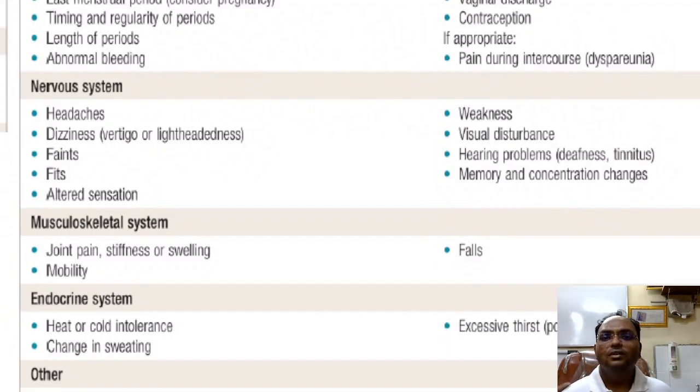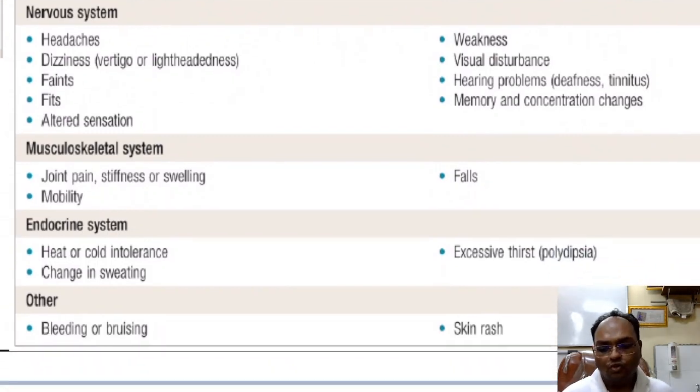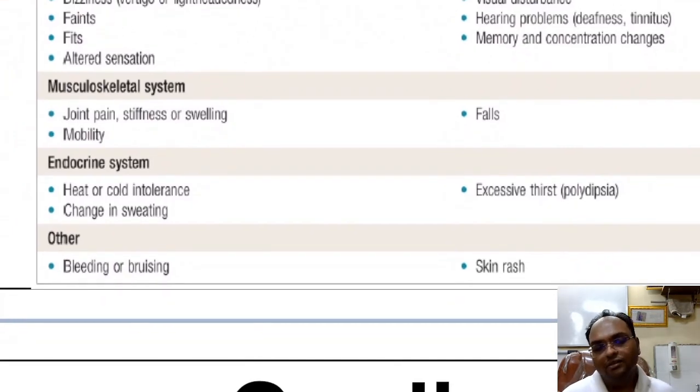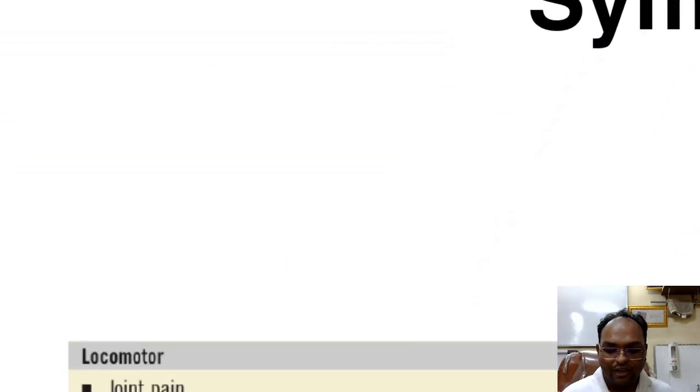Musculoskeletal system, joint pain, stiffness. Ataxia is actually a feature of dorsal column loss, so that will also be a feature of omission. Musculoskeletal, of course, joint pain, stiffness, falls, lack of mobility. Endocrine, sweating changes, lack of early morning penile tumescence, excessive thirst, heat and cold intolerance, and others you may have bleeding, bruising, skin rashes.